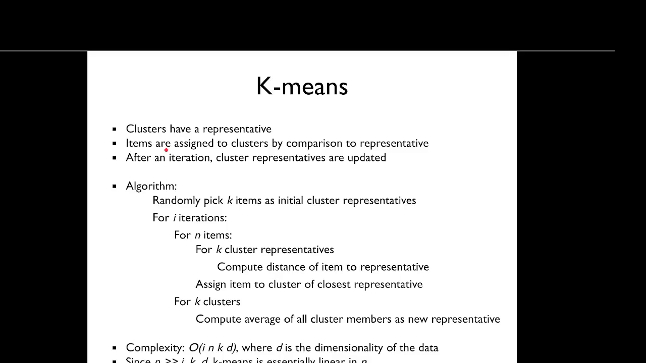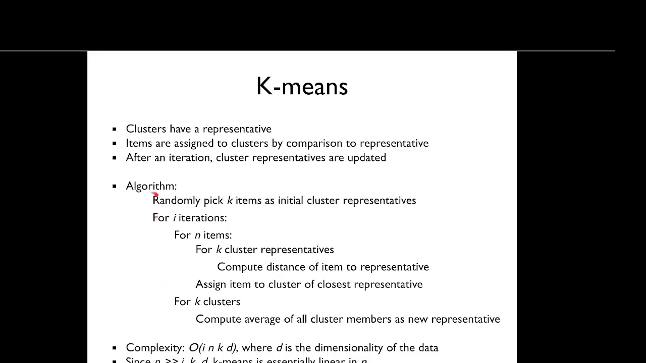And after an iteration in which we assigned items to the closest representative, we have created a cluster with an existing representative, and now we update that representative, because after assigning the items, the best representative for that cluster might be a different one to the one that we used in the first place. So let's formulate that a little bit closer to pseudocode and then ultimately Python.